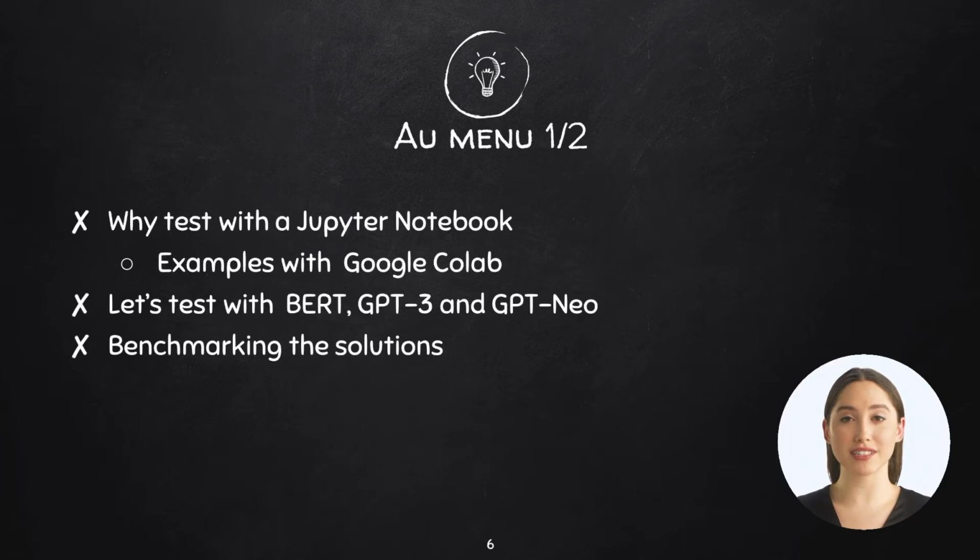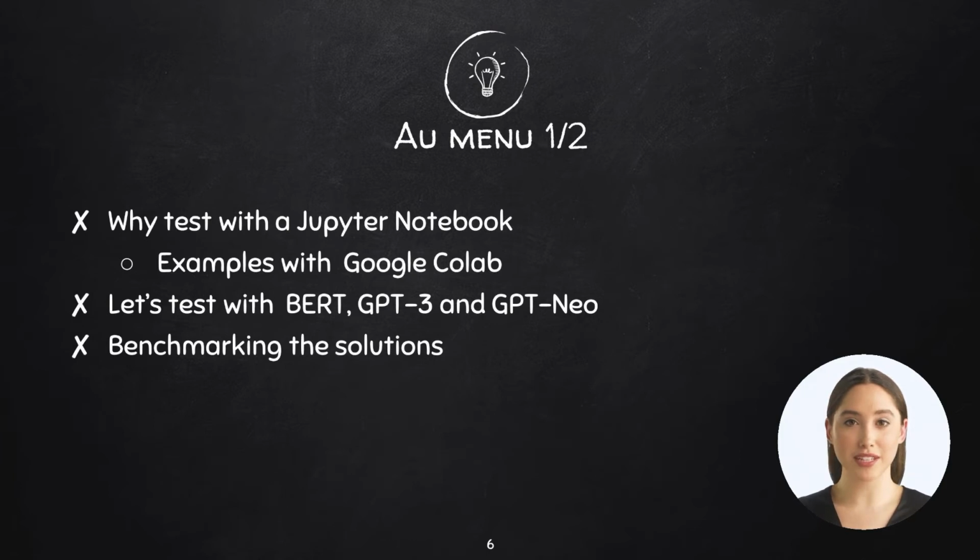Chapter 1 covers the concept of a Jupyter notebook with examples on how to execute GPT-3. We'll look at a few practical cases using Google Colab. Next, Chapter 2 provides a comparison between BERT, GPT-3, and GPT-Neo, which are three current NLP models. I'll provide a number of source code examples.